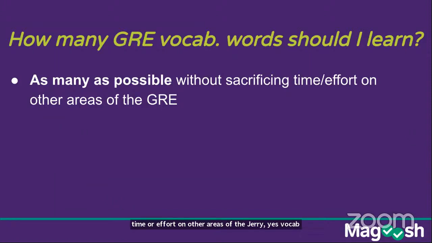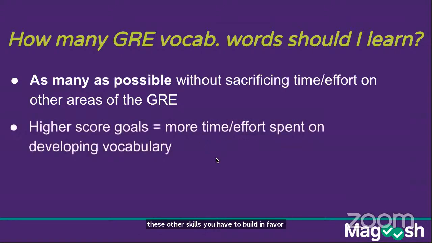sacrifice time or effort on other areas of the GRE. Yes, vocab is important to doing well on the verbal sections, but the verbal sections, they're called verbal reasoning for a reason, right? They're not vocabulary tests in as much as they are logic tests. So you don't want to sacrifice building up other important skills like sentence deconstruction, inferences, all these other skills you have to build in favor of just doing vocabulary.